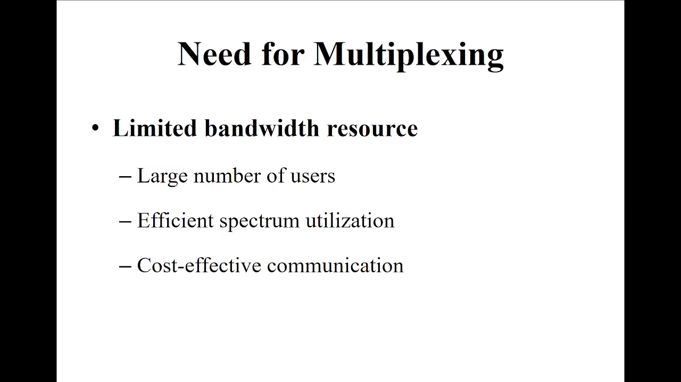Let us understand, why do we need multiplexing? Because there are limited bandwidth resources. The number of users is increasing. Efficient spectrum usage is necessary. Infrastructure cost must be minimized. Without multiplexing, a communication system would be very inefficient.